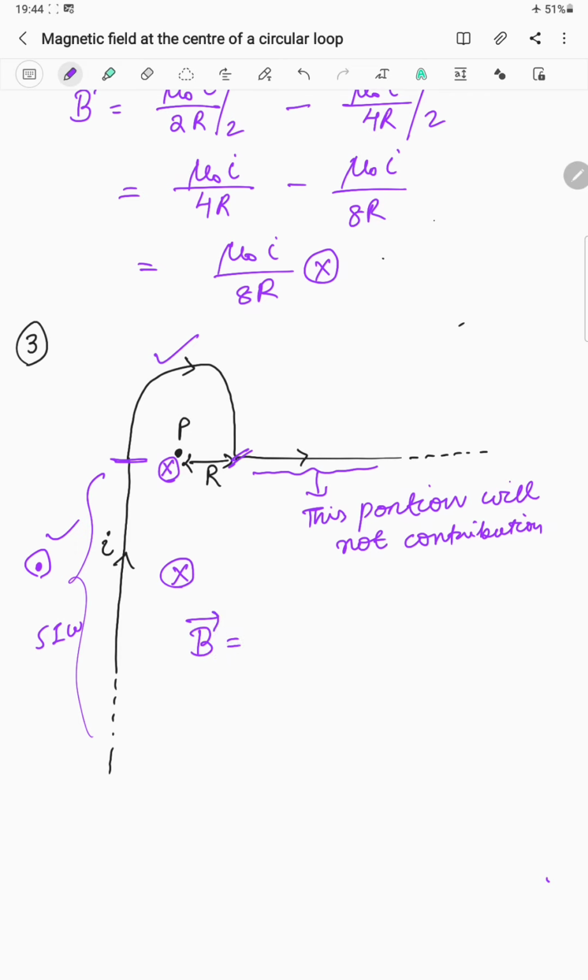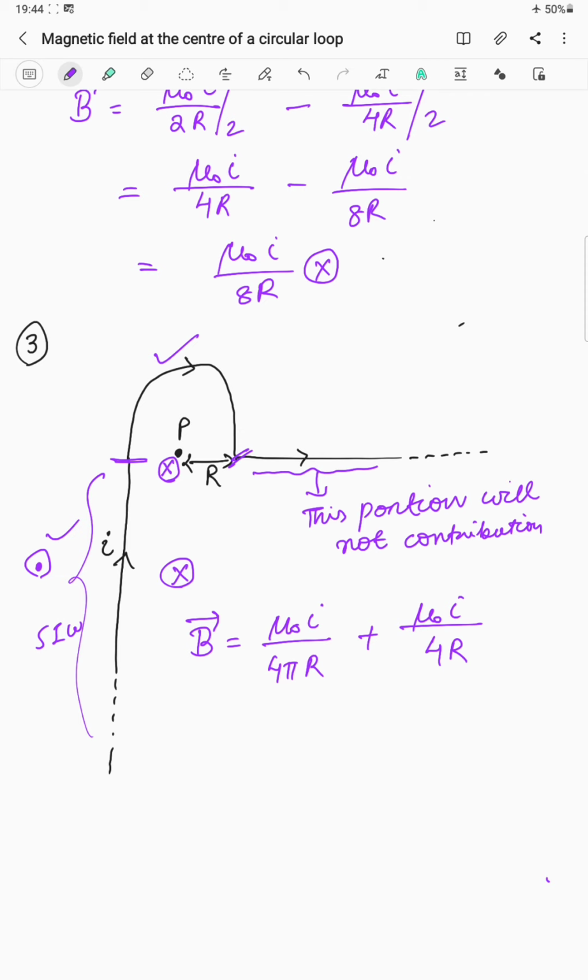First, due to the semi-infinite wire. If you remember from my previous class videos, we calculated for a semi-infinite wire using the Biot-Savart law, the magnetic field was mu naught I divided by 4 pi r. Again, due to the semicircular one, plus mu naught I divided by 2r, but here it is a half circle, a semicircle, so divided by 2, so it will come out to be 4r. So this will be the magnetic field. Is it clear? Fine.